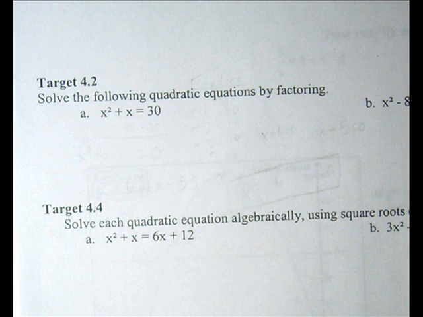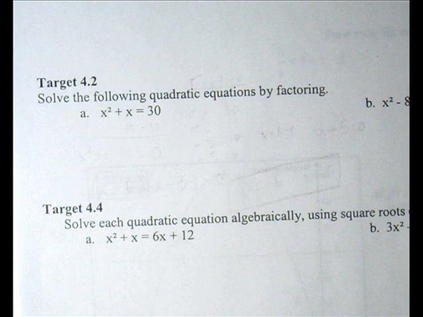So for target 4.2, it asks us to solve the following quadratic equations by factoring. And in part A, it gives us the equation x squared plus x equals 30. Now, if we're solving this by factoring, that means we're going to have a quadratic with x squared terms, x terms, and number terms. And whenever we have that and we're trying to solve, we need to make sure that one side of the equation is equal to 0.